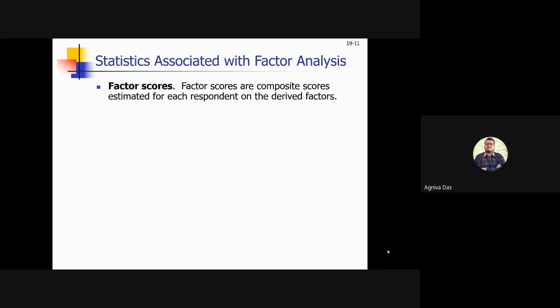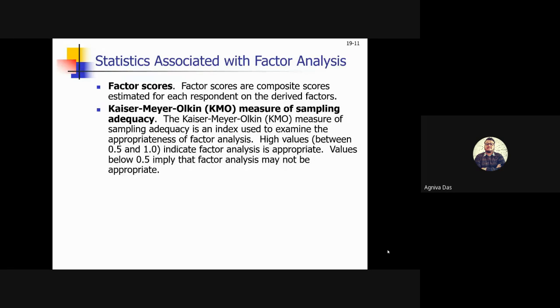Factor scores are composite scores that are estimated for each respondent of the derived factors. Another way of validating whether or not factor analysis should be done is by looking at the Kaiser-Meyer-Olkin estimate or measure of sampling adequacy, which is the MSA. MSA can be calculated for all individual variables.